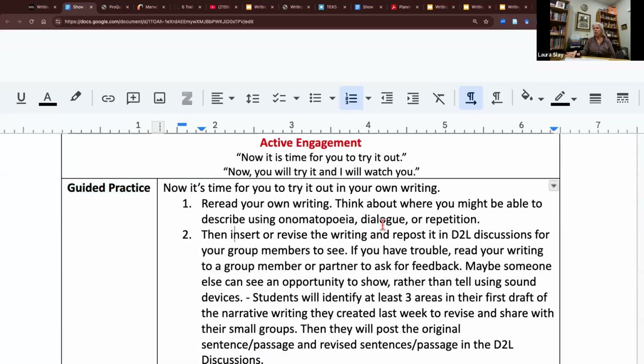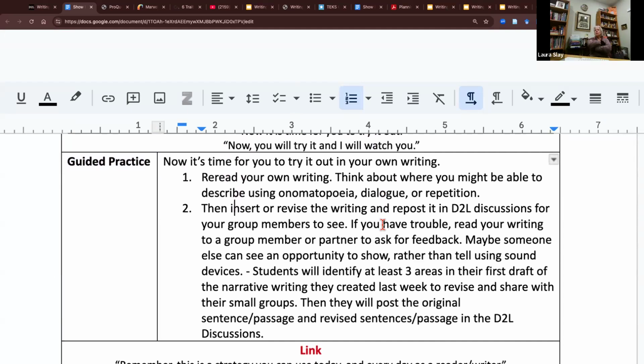And here's some more language to help you get started. So now it's time for you to try it out on your own, okay? So number 1, reread your own writing. Think about where you might be able to describe using onomatopoeia, dialogue, or repetition. Remember, we found those 3 categories in our anchor chart last week. So next, you're going to say, then insert and revise the writing and repost it in D2L for your group members to see. This is exactly what you guys did. If you have trouble, read your writing to a group member or partner to ask for feedback. Maybe someone else can see an opportunity to show rather than tell using sound devices.